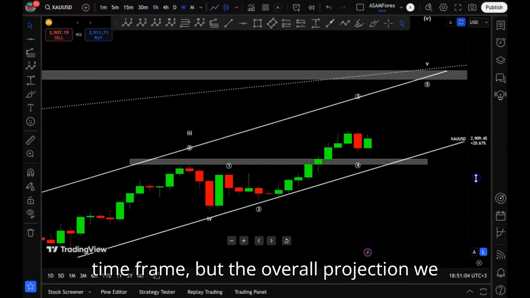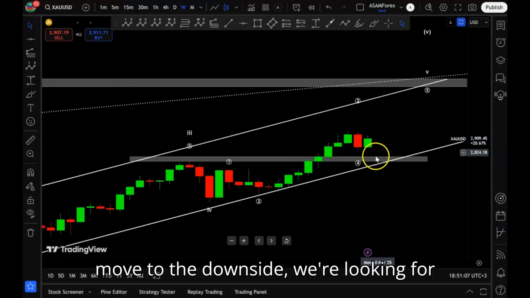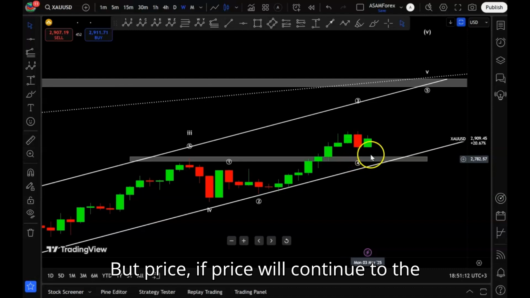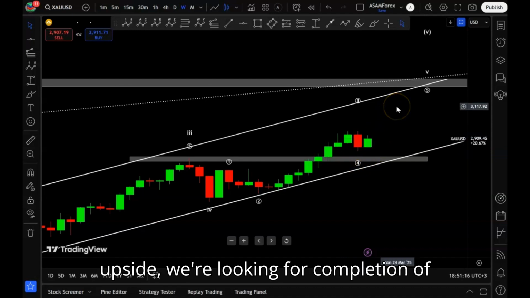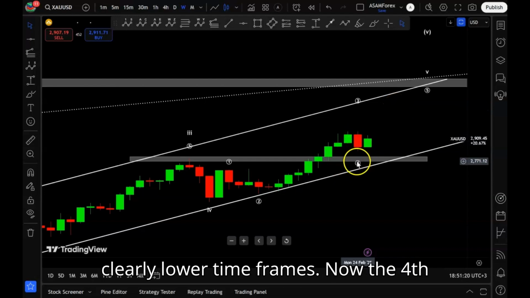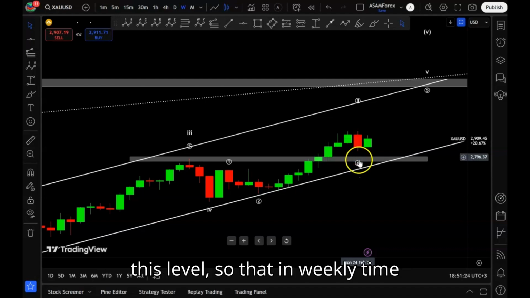But for the overall projection, if price is going to move to the downside, we are looking for the possible 4th wave to the downside. But if price will continue to the upside, we are looking for completion of the 5th wave. But currently we'll see clearly in lower time frames that the 4th wave seems to be already completed at this level. So that's the weekly time frame.